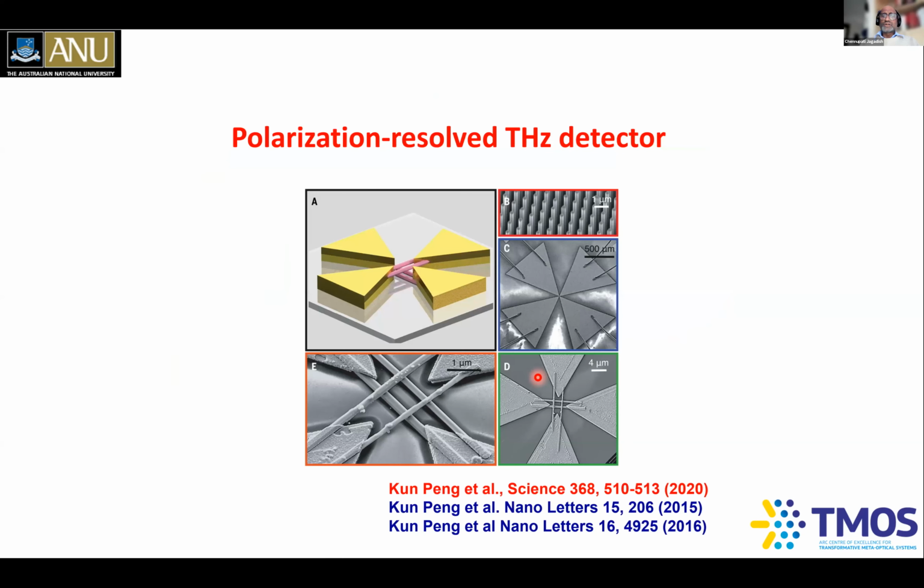Again, to cut the long story short, Kunpeng has demonstrated single nanowire gallium arsenide terahertz detectors, and then she extended that work to indium phosphide terahertz detectors, and most recently, she's been developing these so-called polarization resolved terahertz detectors. So she takes the nanowires and makes these bow tie antennas.